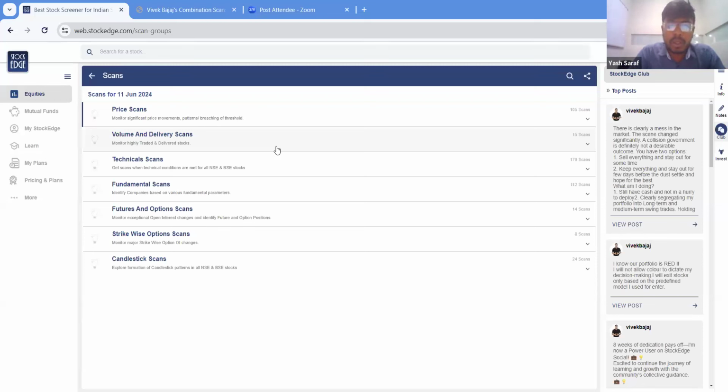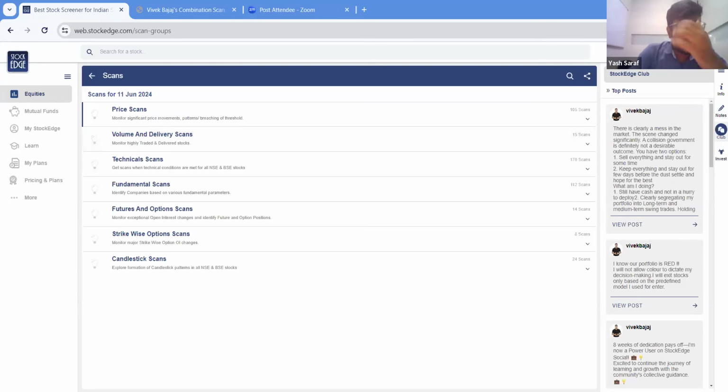So what we have done in StockEdge is categorize all those major data categories into seven broad categories. That is price scans, volume and delivery scans, technical scans, fundamental scans, futures and option scans, strike wise option scans, and candlestick scans. And let me tell you all that there are 450 plus advanced scans available in StockEdge, out of which more than 70% of the scans are already free. So it is available to all our users, right?